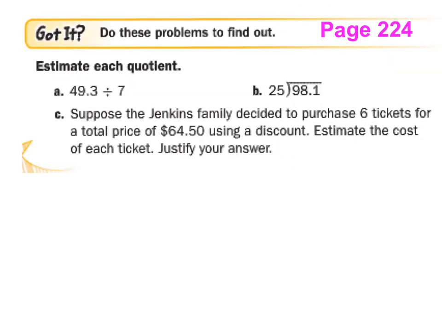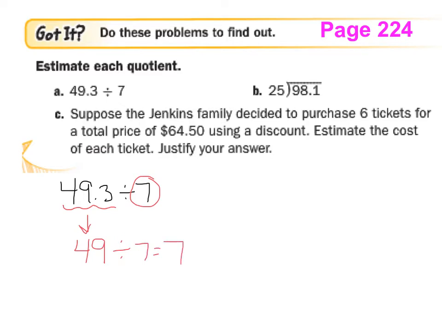So let's go ahead and try a couple of these. So I'm going to rewrite A, 49.3 divided by 7. The 7 is a nice rounded off number, but this part is not. So I think I'm going to change 49.3 into 49, because I know that 49 can be divided by 7 quickly and give me 7. So why don't you go ahead and answer B and C on your own, and then turn on the recording to see if your answer matches mine.